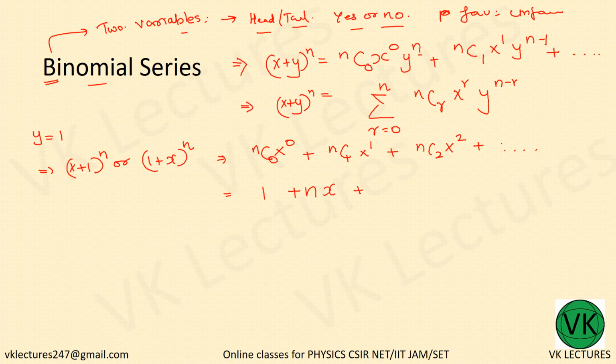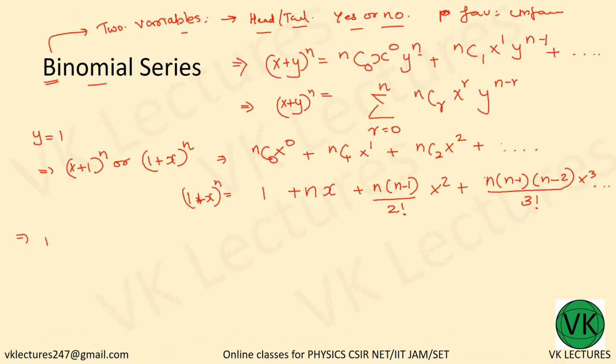nc2 is, what is nc2? n into n minus 1 divided by 2 factorial, into x square, plus nc3 would be equal to n into n minus 1 into n minus 2 divided by 3 factorial into x to the power 3, and it goes on. So this is for 1 plus x whole to the power n. Similarly you can write it for 1 minus x whole to the power n.